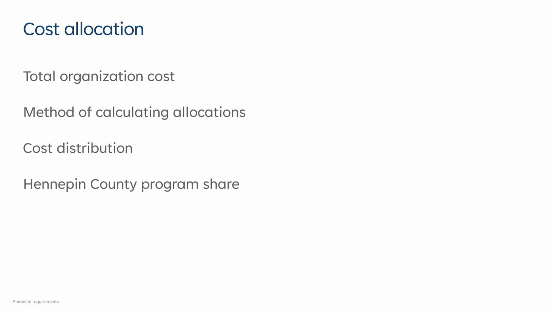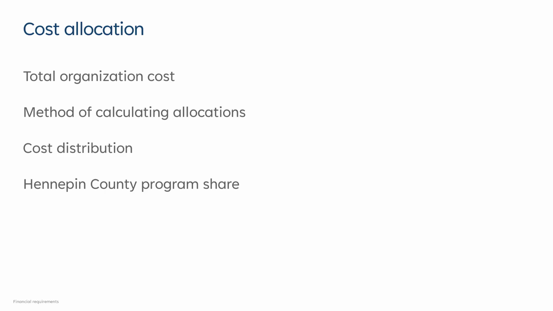Some common allocation bases used include full-time equivalent (FTE), square footage, actual usage, a percentage of expenses, a percentage of revenues, or some other defined method. The cost basis must be reasonable and consistently applied.